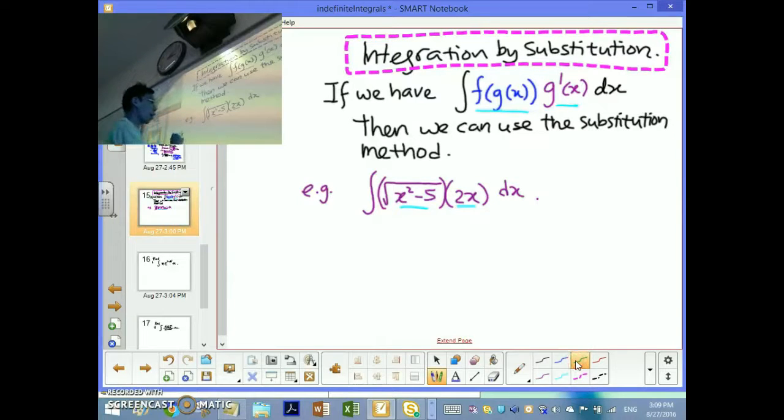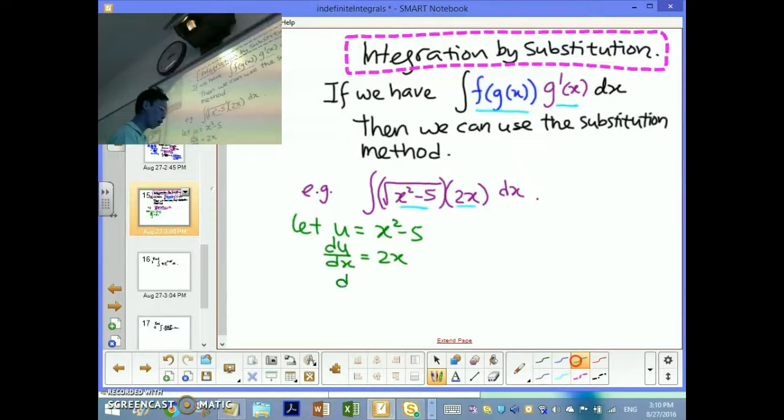Well, we proceed by saying let u be the thing that is more complicated, in this case x squared minus 5. And then you write du/dx is equal to 2x. And at this stage, we're going to treat this du/dx as really a symbol, but we're going to treat it like a fraction. That is, you can split up du and dx by itself. So if you allow yourself to do that, then we can write du over 2x is equal to dx.